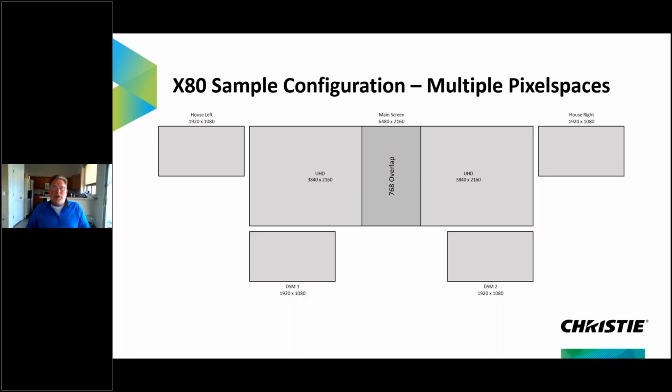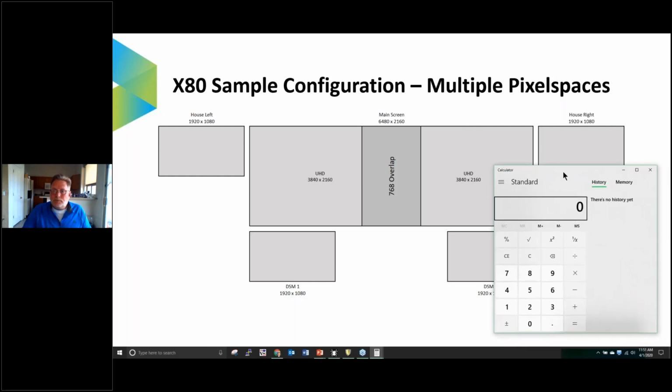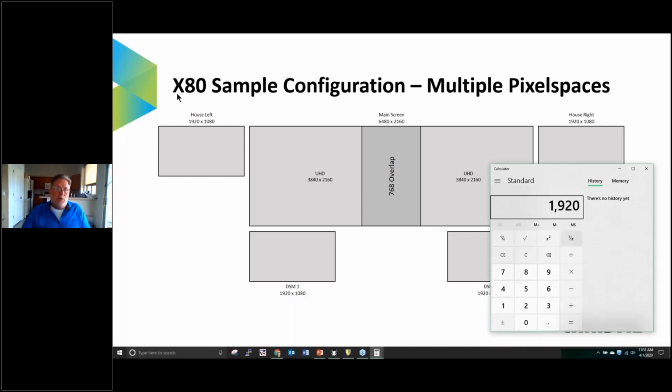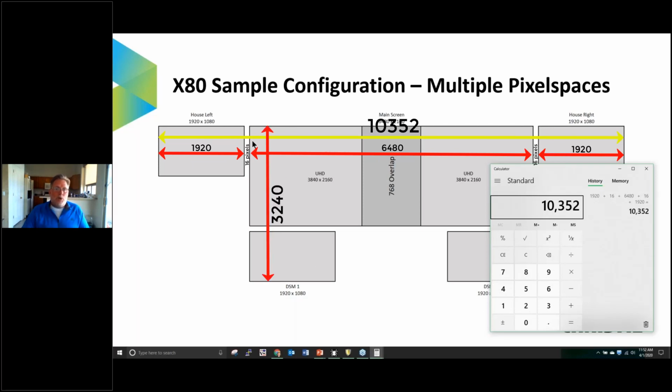So this is where we want to think about total pixels. If I pull up my little calculator and look at this configuration, I can add 1920, which would be the left. Now keep in mind, X80 puts a 16 pixel gap between pixel spaces, so you have to accommodate for those. So I'll go plus 16, plus 6480 for my widescreen, plus 16 for another gap between the house left, house right, and main, then 1920, and I get 10,352 horizontal pixels.